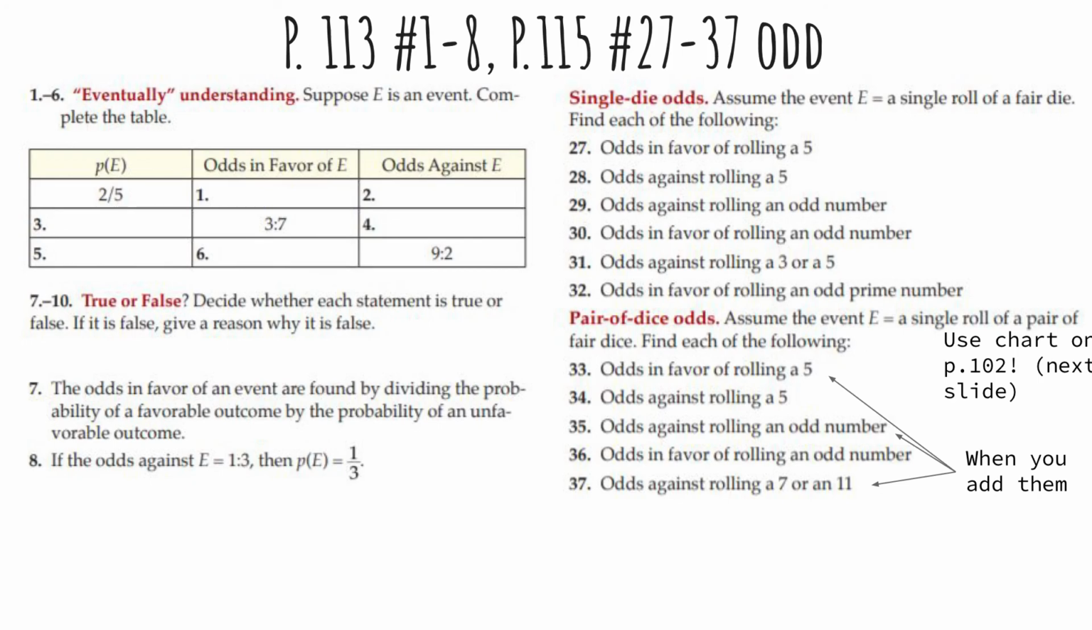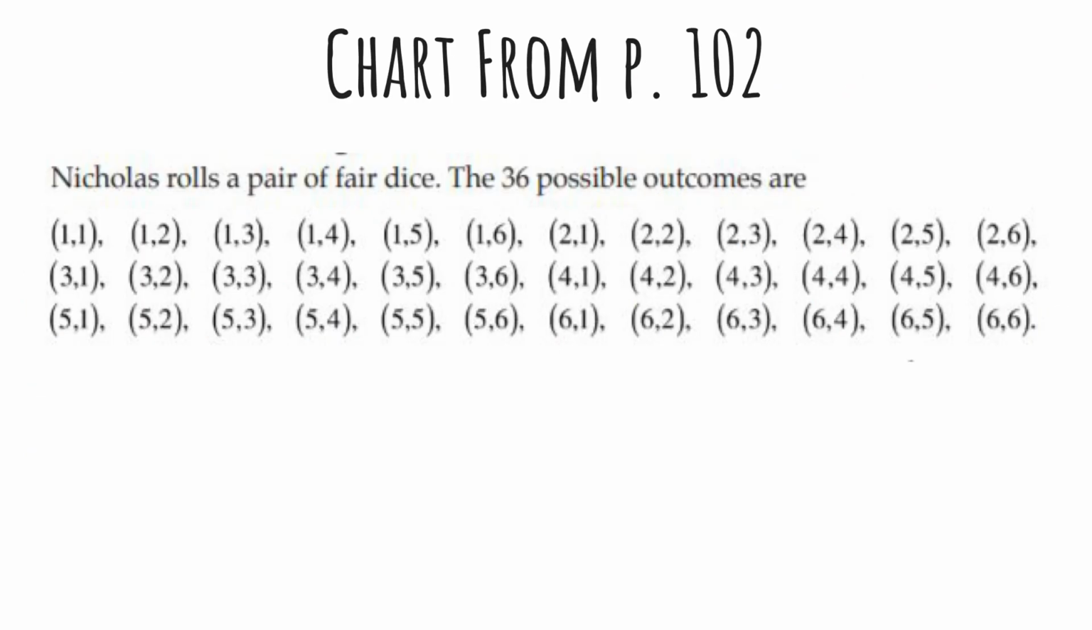Okay, this last slide has some examples that you can work on. If you want to do numbers 1 through 8, make sure that you can do those. And then also numbers 27 through 37 odd. When you get down to the bottom, 33, 35, and 37, you can use the chart that's on this next slide to help you out. Here's the chart that can help you on those last 3 problems.